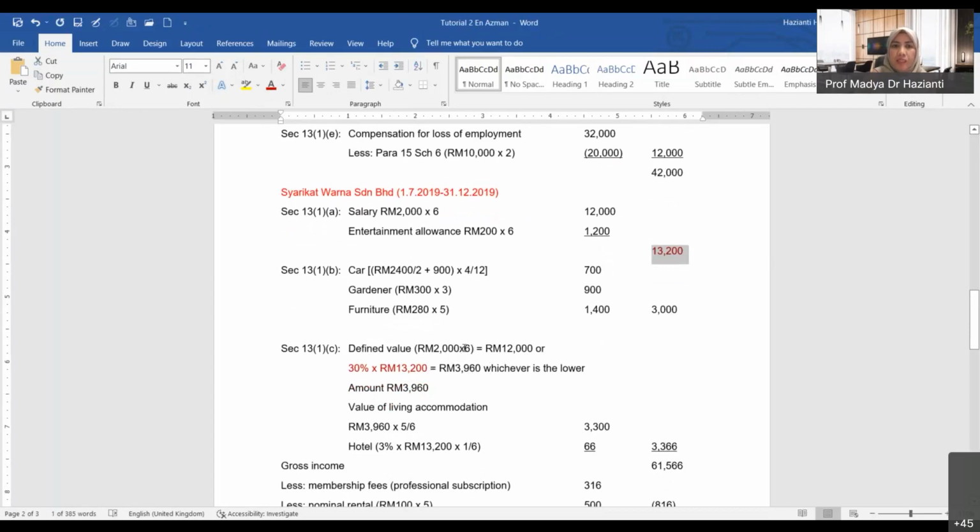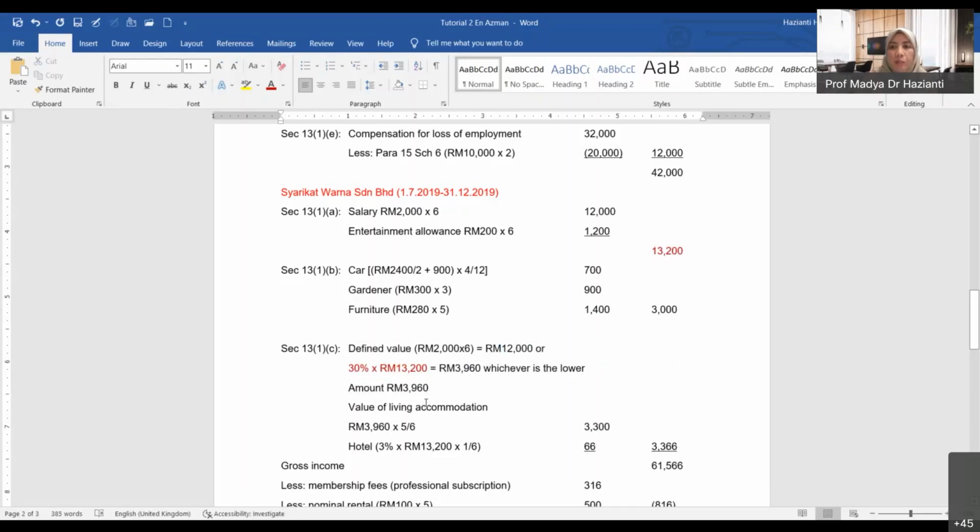But the defined value nampak kita kira 6 months je lah. Kita tak ambil setahun. Sebab ini gaji dia pun gaji untuk 6 months. So living accommodation. Tapi you see sini the 30% from 13,200 is 3960. Tapi dia hanya duduk 5 bulan. Kena portion lah. So you will get 3,300. Nampak? Kita pilih dulu mana yang lower, then kita apportion.